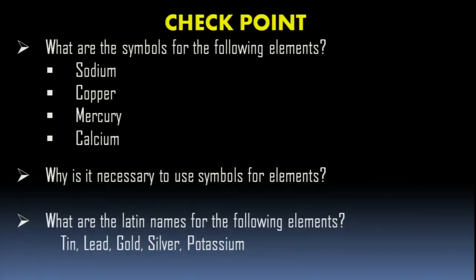Next question is, why is it necessary to use symbols for elements? I've discussed with you, children. Do you remember? I have told you why it is necessary to use the symbols for elements. If you write ammonium chloride, I'll write the symbol for ammonia, then I'll write hydrogen, then I'll write chlorine. Is it possible to do it always? No. So why is it necessary to use symbols? To shorten it.